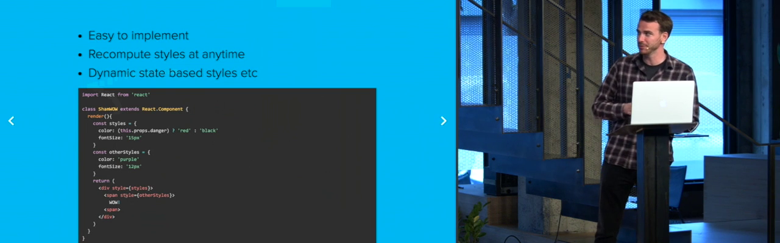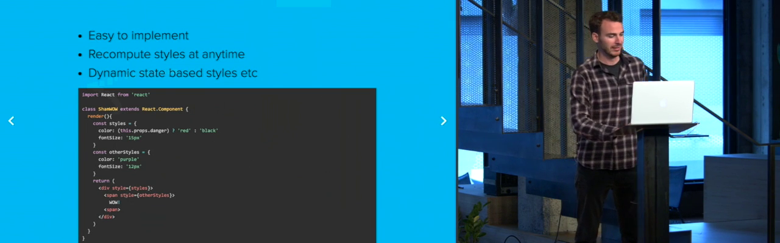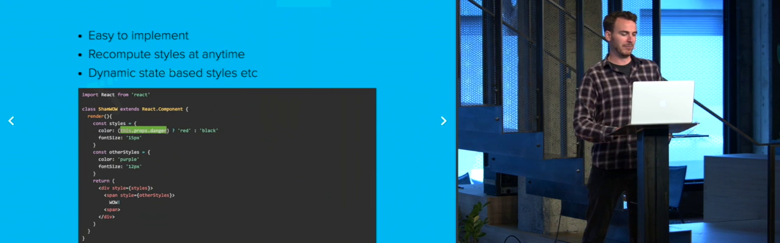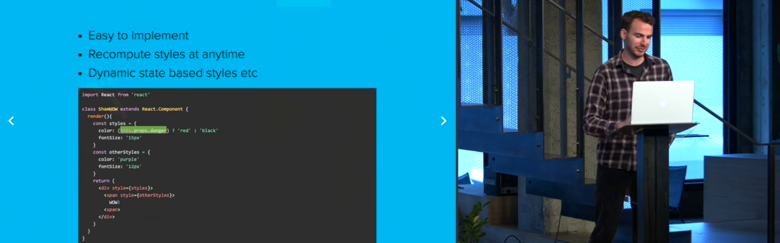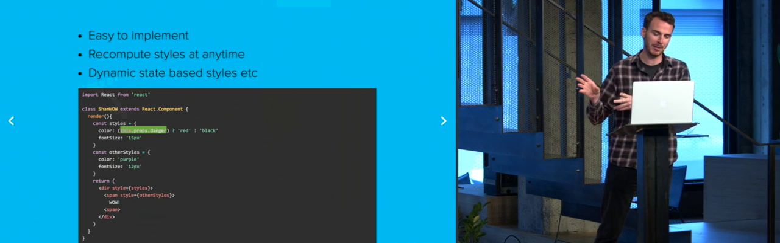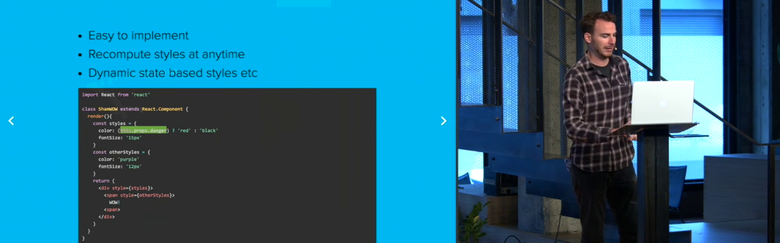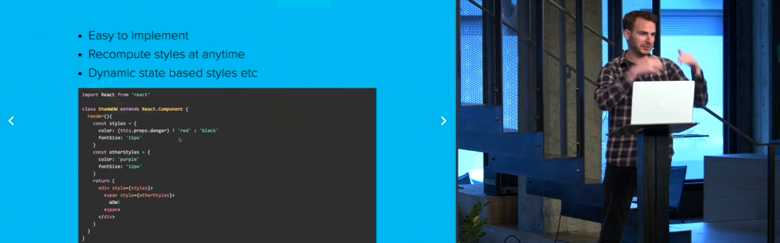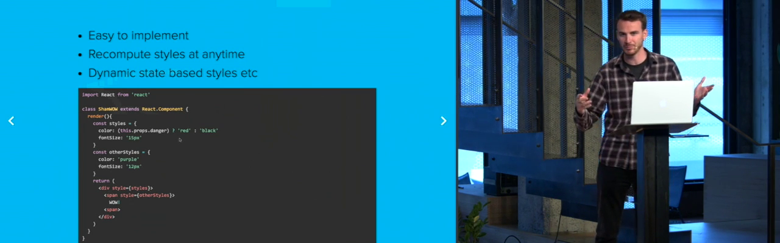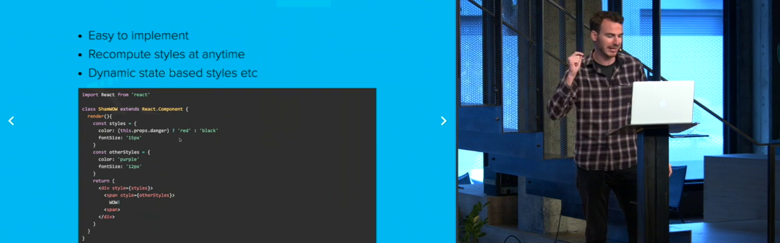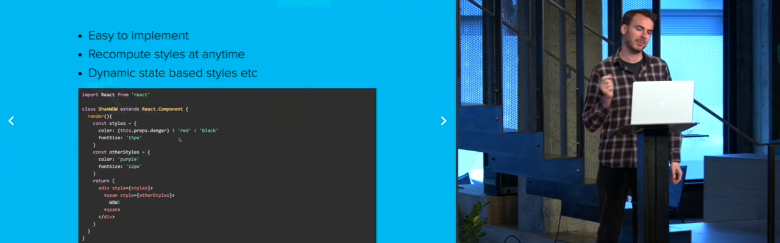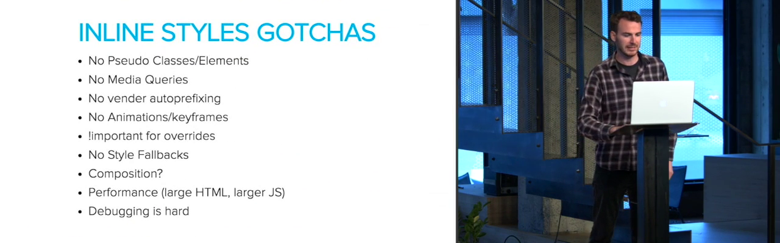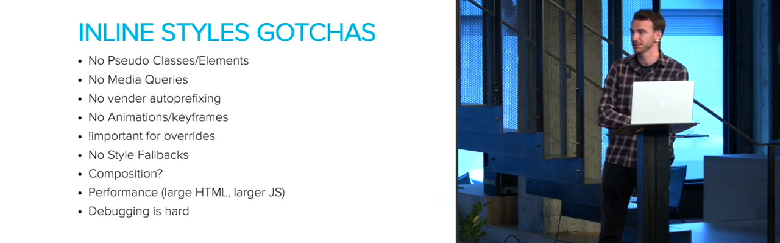You can also recompute these styles at any time. So this example right here is basically saying if this ShamWow component's danger prop is set to true, make the color red. If not, make the color black. So based off the information being passed in, or you could do it based off local state of this component, whether or not a user has clicked the button, you can swap out styles on the fly, which is pretty handy.